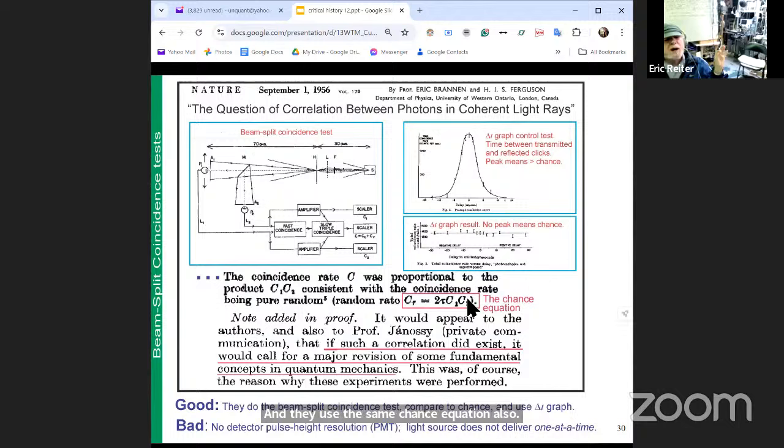So there's 2 ways of looking at these experiments. Just looking at the graph of time differences, or looking at the ratio above chance. And it's good to do it both ways. So they understood that if you do better than chance, quantum mechanics needs to be heavily adjusted. They get it.